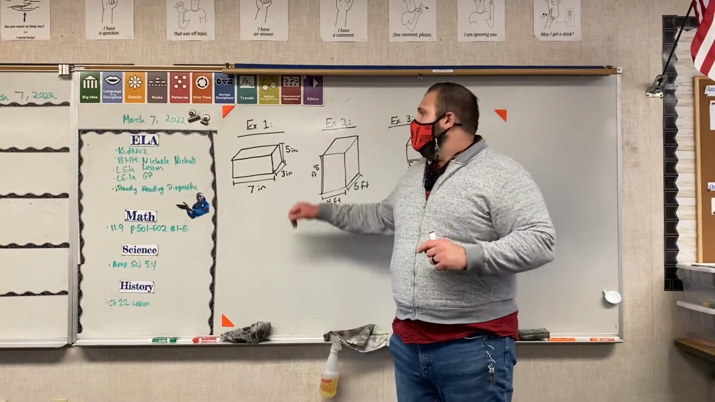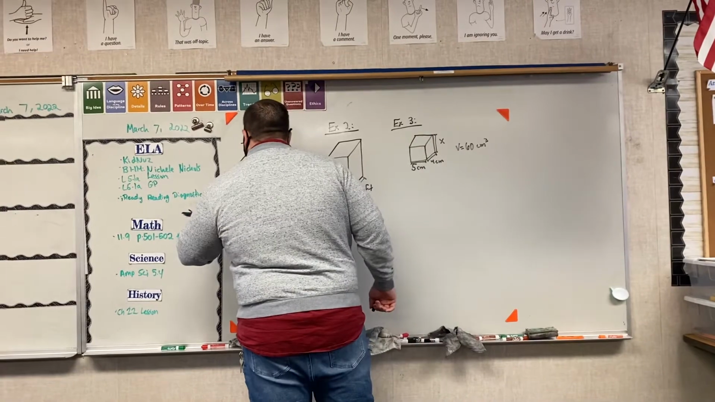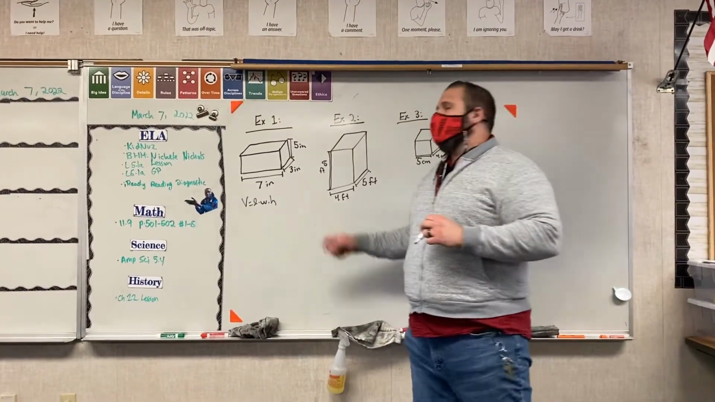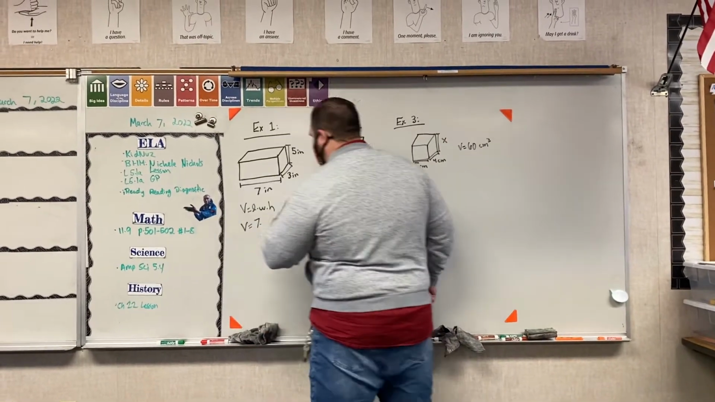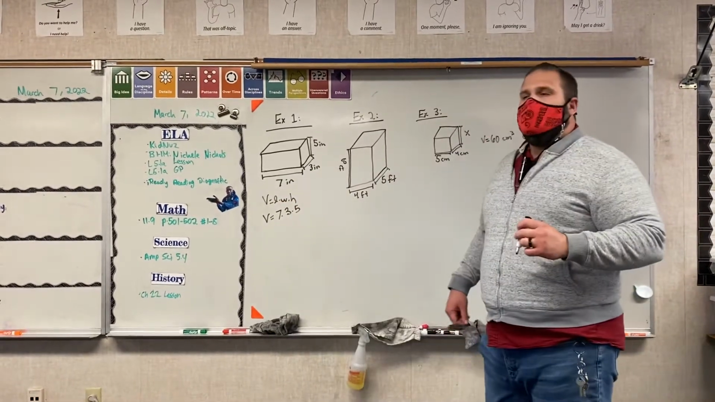Everyone else be quiet. So we know how volume works, right? Volume equals length times width times height. So when we have volume here, we have 7, please don't talk while I'm talking, times 3 times 5. So do what you know.